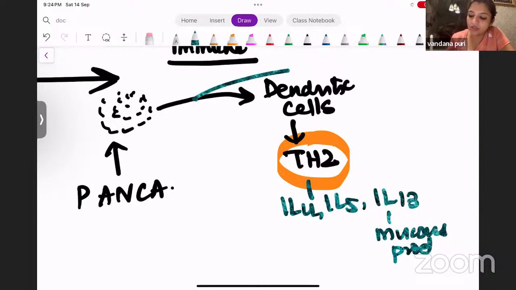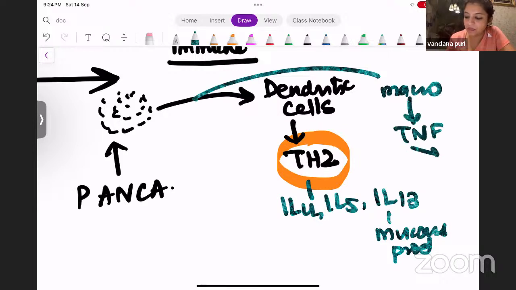Not only that, here the macrophages will also be activated, and macrophages will release TNF, which will cause epithelial injury and epithelial damage. So please remember, the T cells that you are seeing here are Th2 cells. That is what you have to remember very clearly.